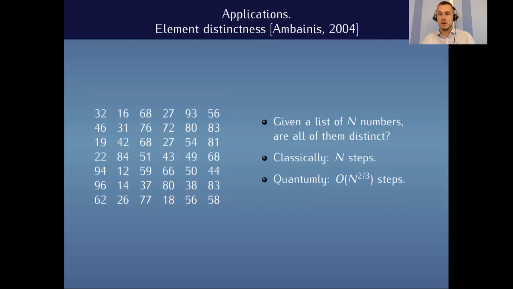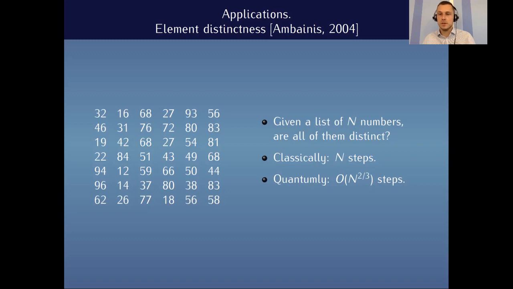And for many quantum algorithms, quantum walks are an important subroutine. Among the first applications was the solution to the element distinctness problem. In element distinctness, we are given a list of numbers, and we are asked if there are any two equal numbers.